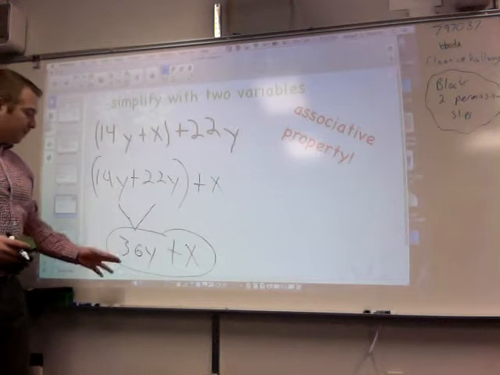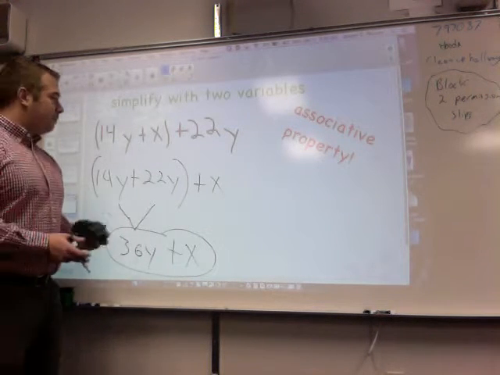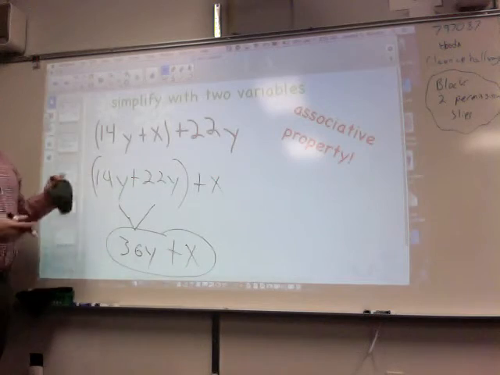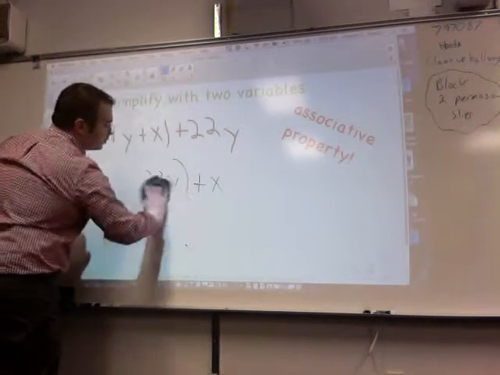I can't go any further because y and x are different. I can't combine those. And that's because of the associative property, I was able to move things around. So it's important to know those properties when we're simplifying expressions.